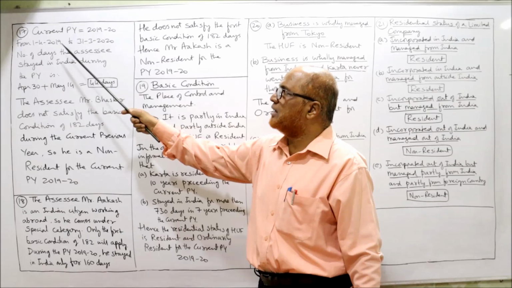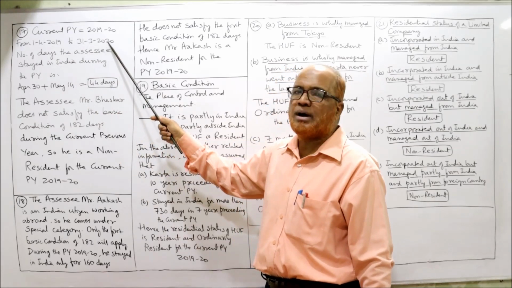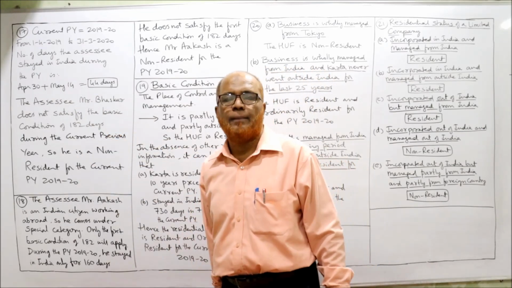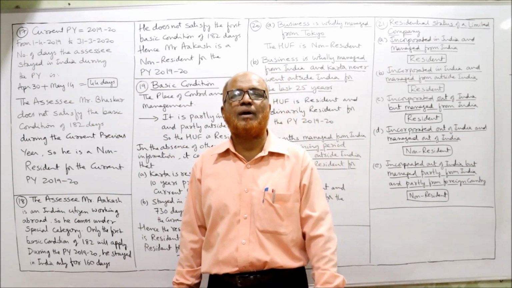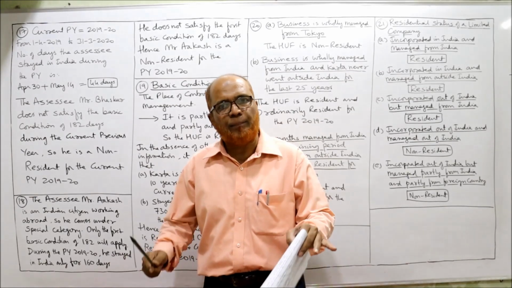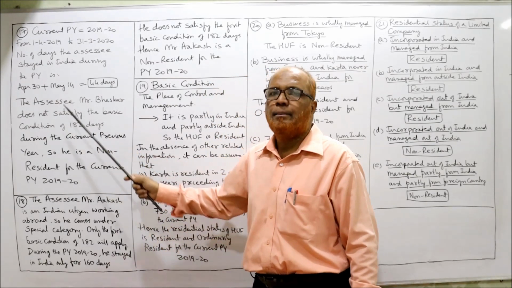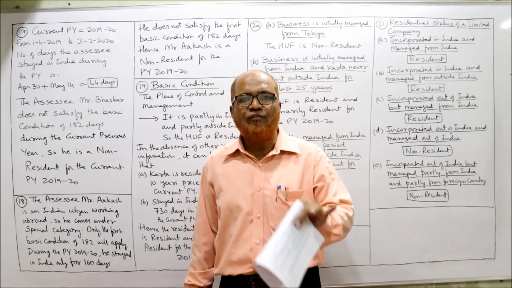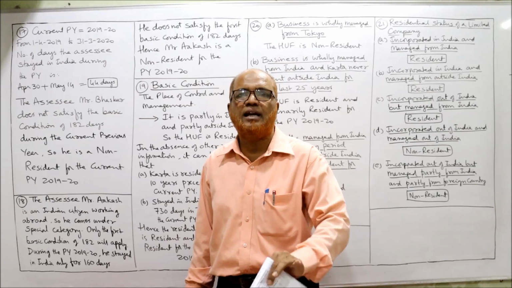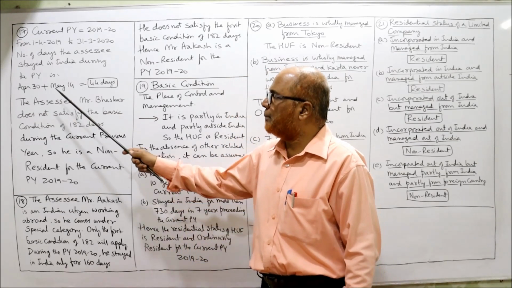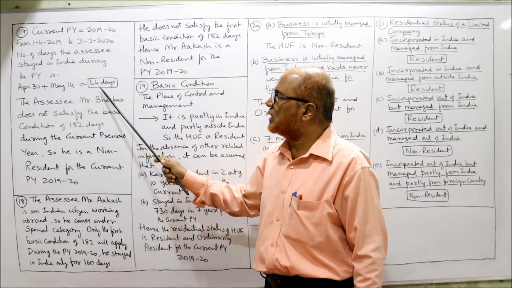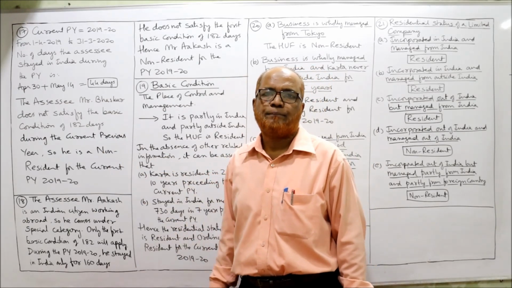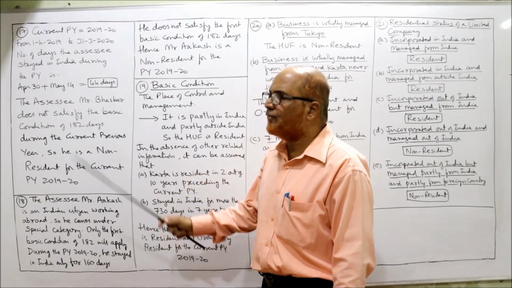Current previous year 2019-20, from 1/4/2019 to 31st March 2020. Number of days the assessee stayed in India during the current previous year. Our previous year begins from April, so the whole of April he was in India. April 30 days. On May 14th he left for Canada, so 14 days he stayed in India in the month of May. So April 30 days, May 14 days. Total number of days are 44 days. So during the whole previous year, he stayed in India for 44 days only.